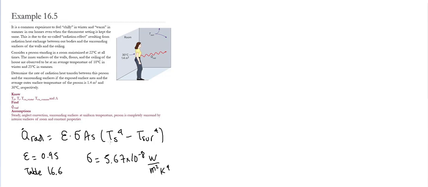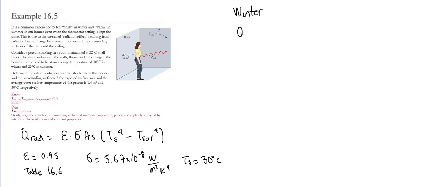The value of the temperature of the surface, which in this case is the body temperature, is given to be 30 Celsius, and that is exactly the same both for winter and summer. The value that is going to change is the surrounding temperature, or the wall's temperature, which is equal to 10 for the winter and 25 for the summer. Okay, so now we're going to calculate each one of the values of the heat transfer rate, and we're going to start with winter.